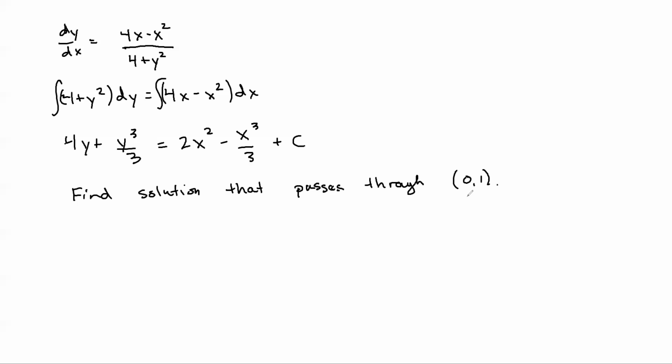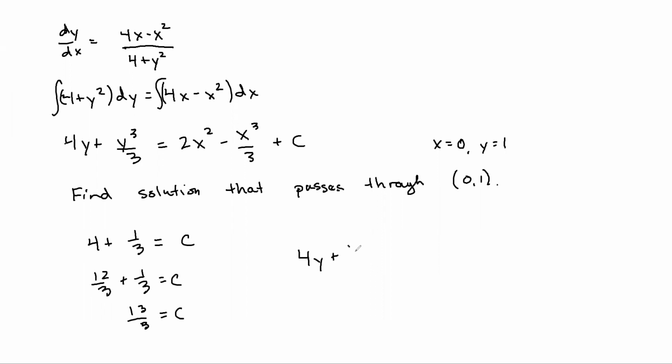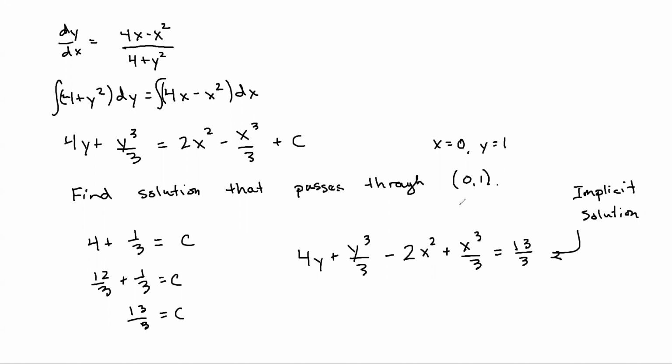Okay, and so if that were the case here, this is saying that x equals 0, y equals 1, and then you just take that and plug it in, and we would end up with 4 plus 1/3 equals C, so 12/3 plus 1/3 equals C, 13/3 equals C. Then our solution would become 4y plus y cubed over 3, and if we moved everything to one side, we'd have minus 2x squared plus x cubed over 3 equals 13/3. And that would end up being the implicit solution that passes through the point 0 comma 1.